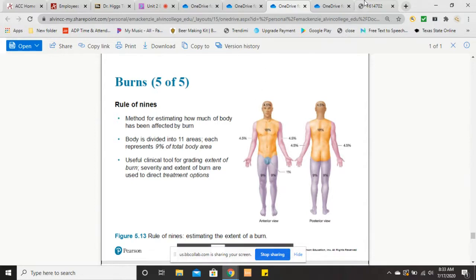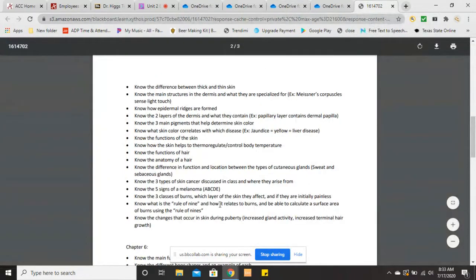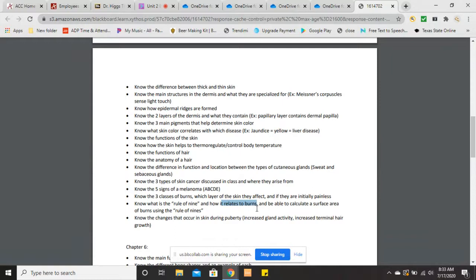All right. So that's rule of nines. How does it relate to burns again? It calculates the surface area affected by a burn and helps you to estimate how much fluid a person will need. And then the last thing you got to know are some changes that occur in the skin with puberty. Okay? Kind of think about teenagers on TV. Well, they usually look greasy. Why? It doesn't matter how many times you take a bath as a teenager, you will probably look greasy at some point because you're having increased glandular activity. Why? It's just hormones. Hormones affect your glands, and you have a lot of hormonal changes during puberty.